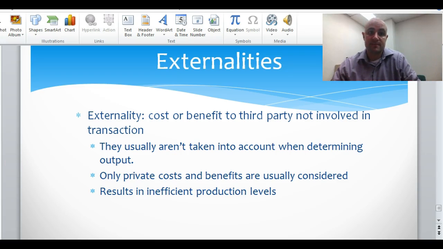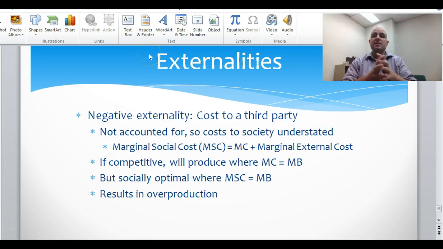So let's look at that. There are two types of externalities: a negative externality and a positive externality. A negative externality is a cost to a third party, somebody who did not buy the good or sell the good, but they're being impacted. So for example, pollution. When determining to buy a car, you have the buyers, you have the sellers, and based on those individuals, a price is determined.